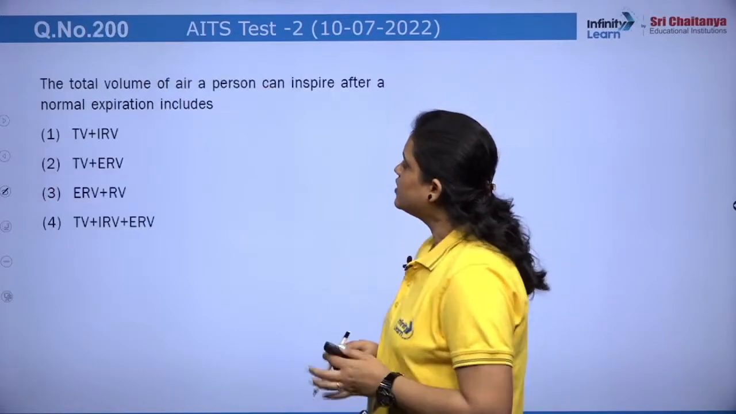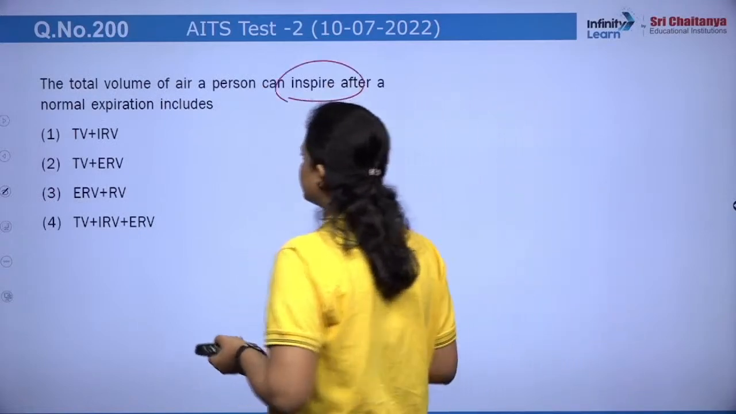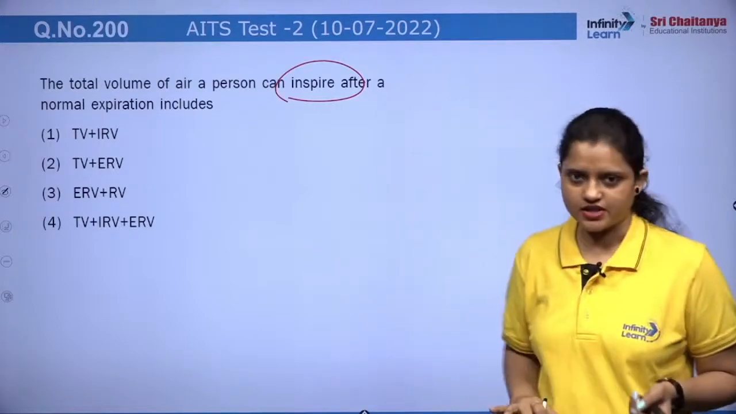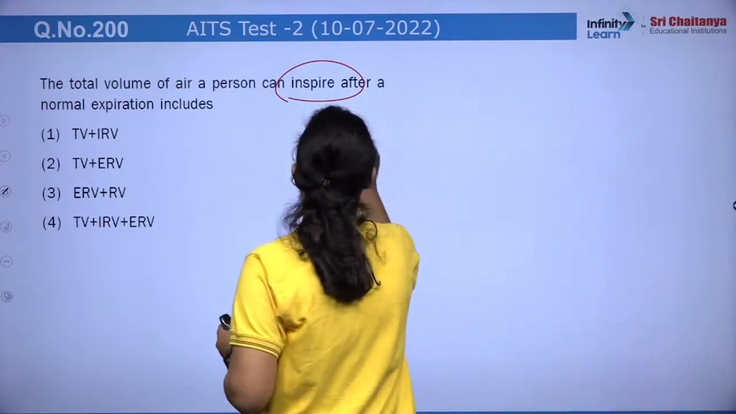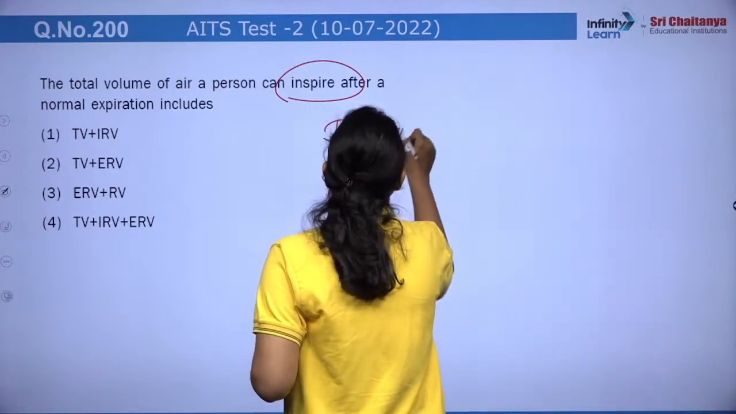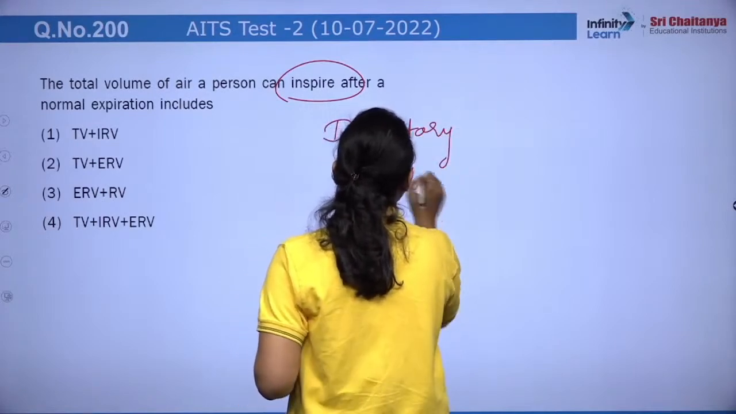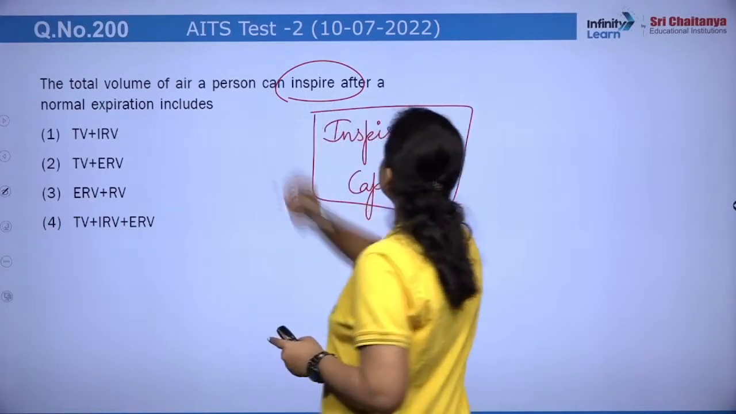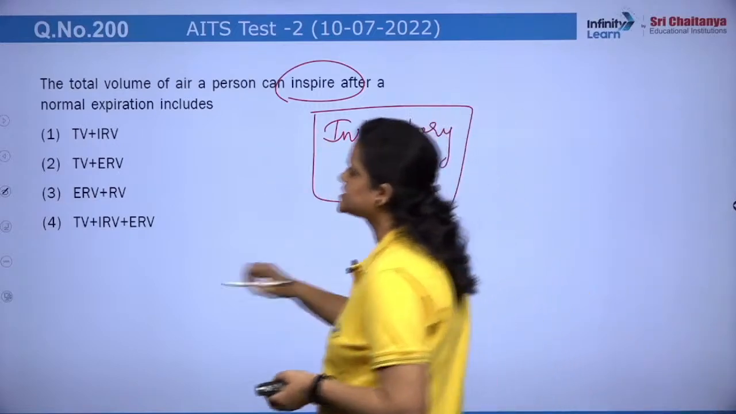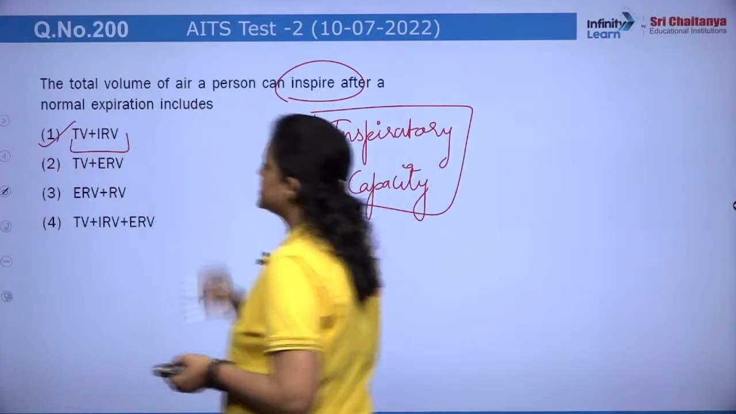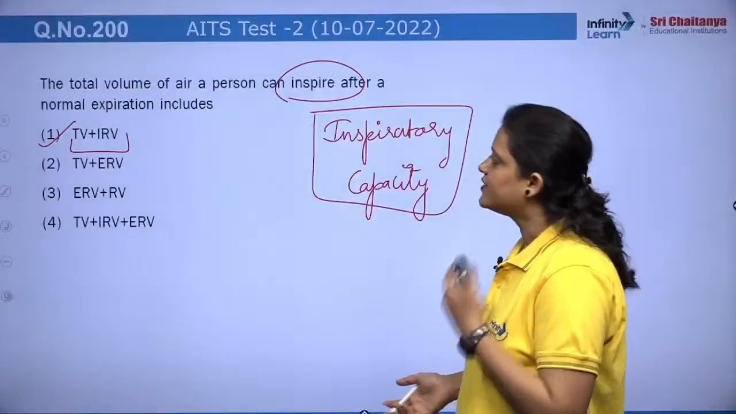Okay. Now next question. The total volume of air a person can inspire after a normal expiration, that volume is known as inspiratory capacity. Okay. So what is inspiratory capacity? It is the total volume of air a person can inspire or inhale after normal expiration, which is tidal volume plus inspiratory reserve volume. Okay, so inspiratory capacity is tidal volume plus inspiratory reserve volume.